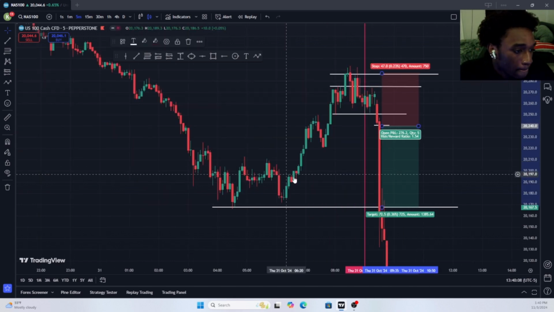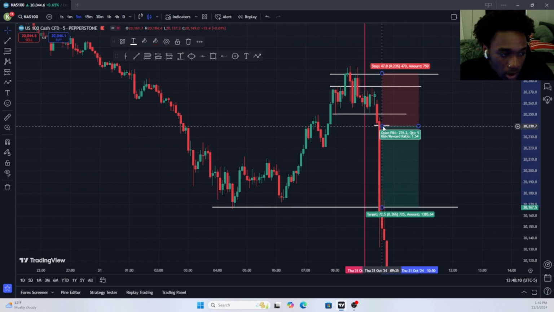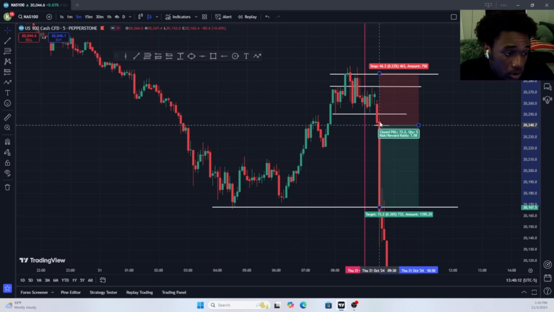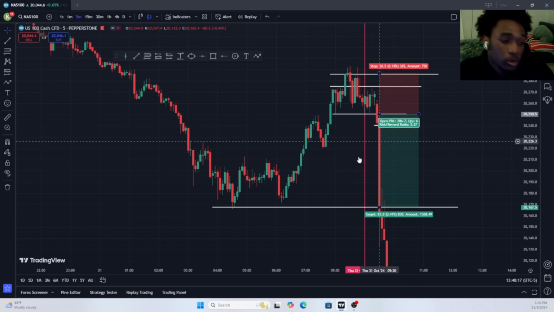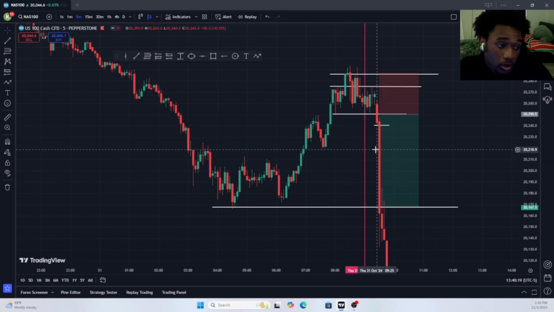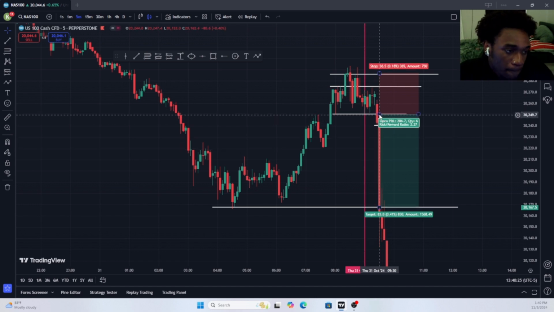So it really depends on the day, or you guys can really just enter on the breakout and not wait till 9:30 open. But I like to wait till 9:30 open because sometimes price will reverse at 9:30 and then break out, and that's super annoying. So it really depends.